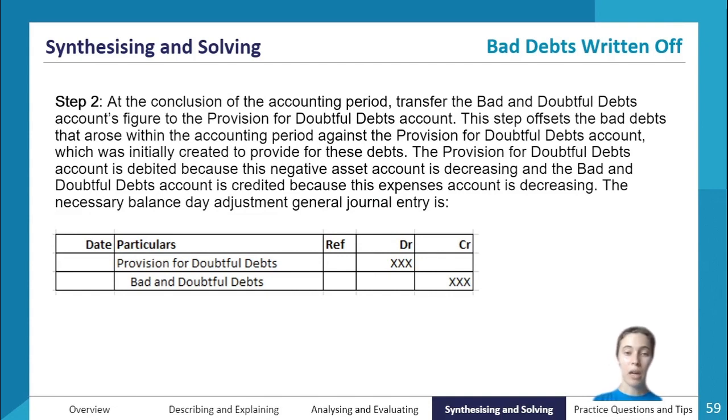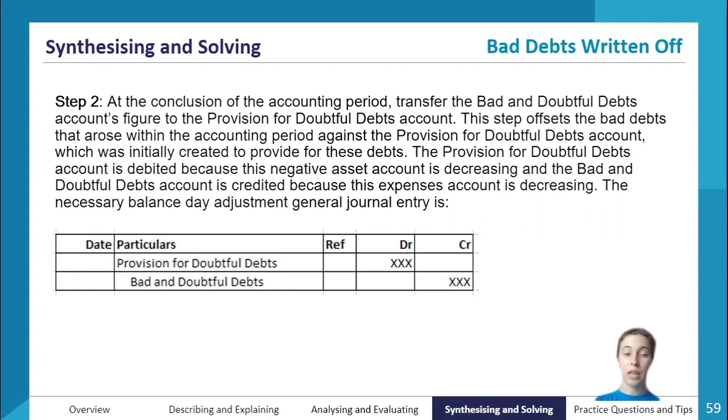The next step is at the end of the accounting period. It's always going to be the 30th of June in our accounting system. You transfer the bad and doubtful debts account figure to the provision for doubtful debts account. This is going to offset the bad debts that arose in the accounting period against that provision for doubtful debts account, because that account was initially created to provide for these debts. So you're now offsetting that provision that you had.